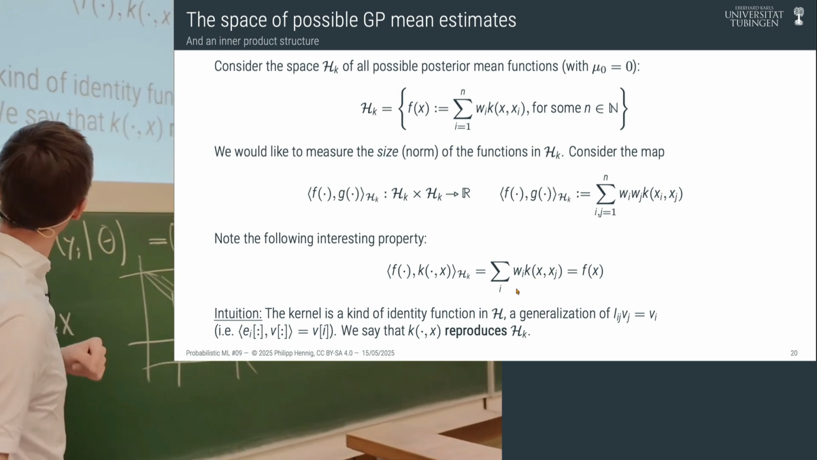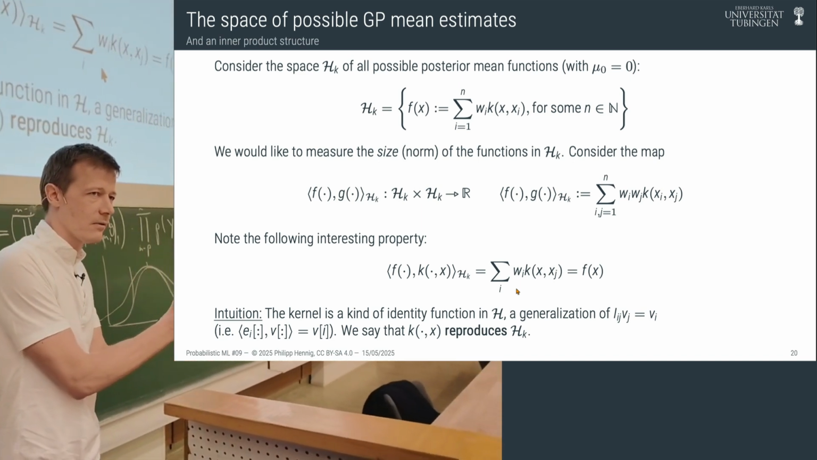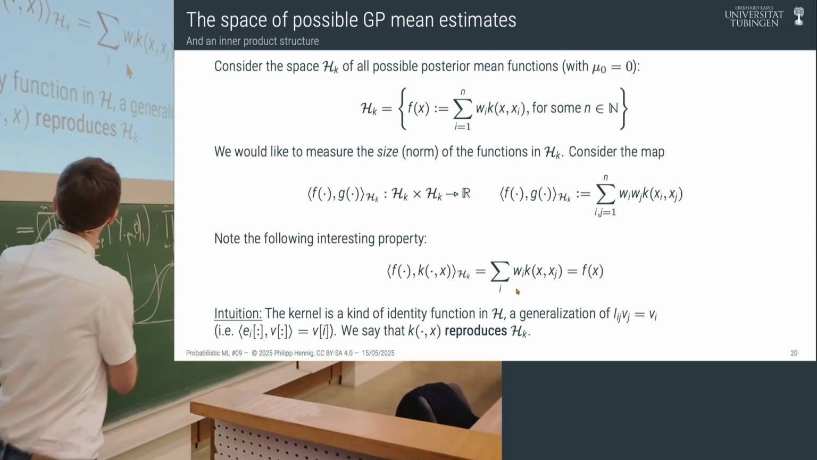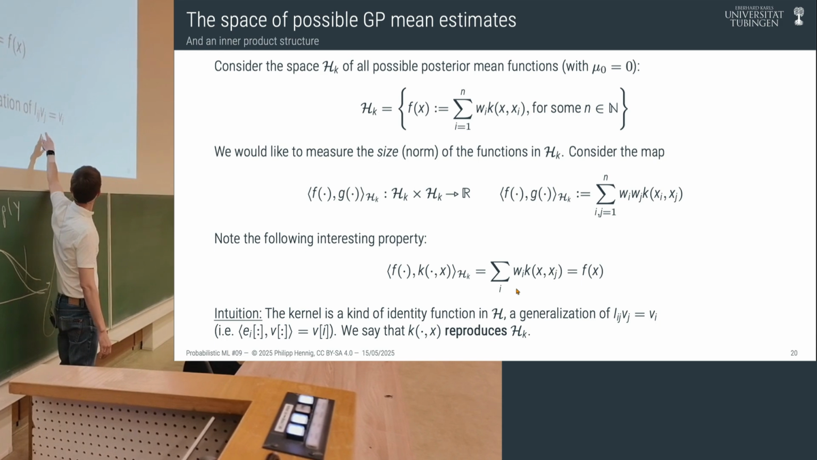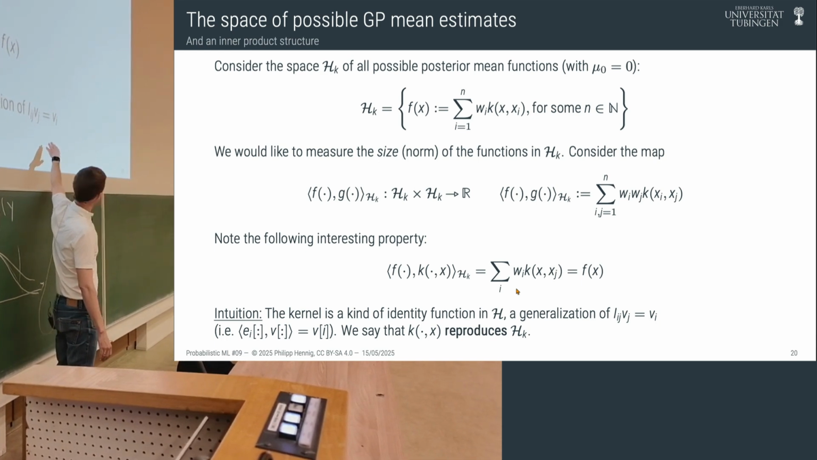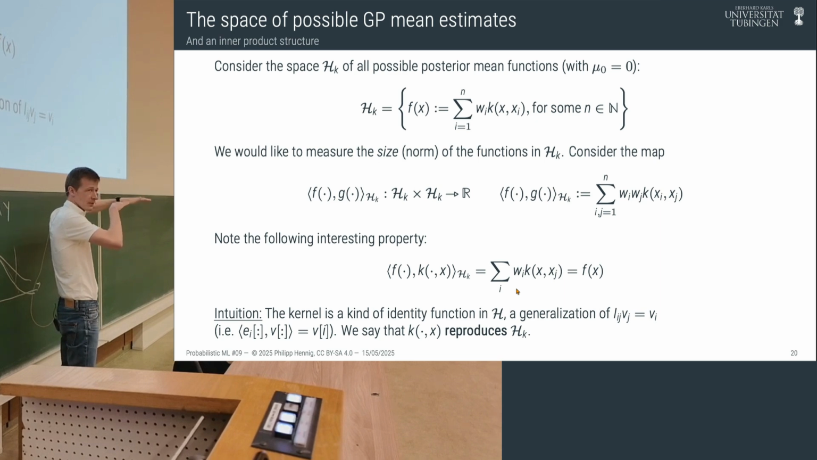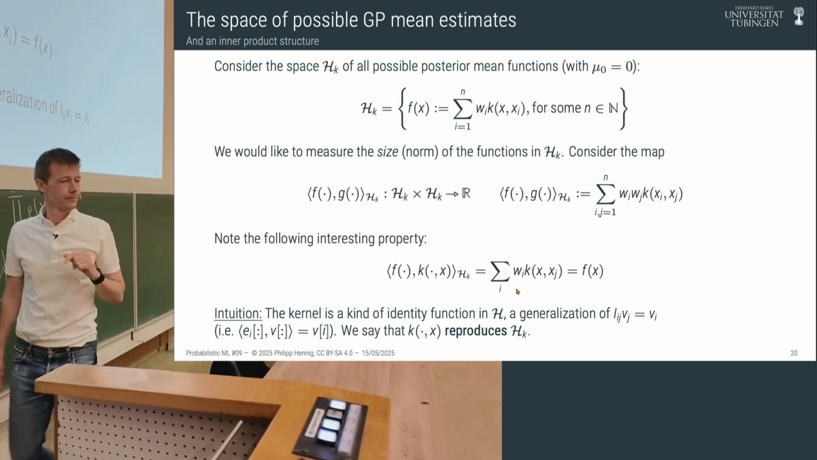So this is a bit like how the identity matrix acts in normal finite dimensional vector spaces, right? You can take the identity matrix and take the inner product with an arbitrary vector, and then the columns, the rows of the identity matrix reproduce the elements of the vector v.